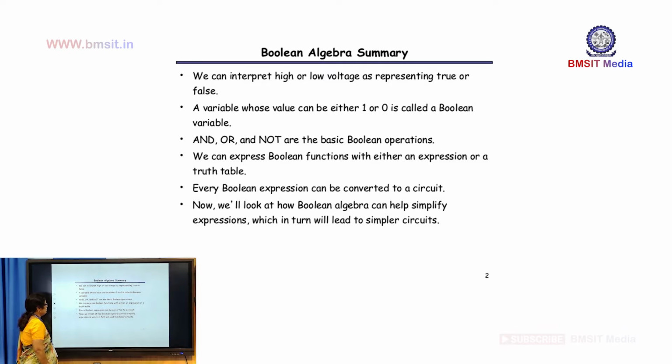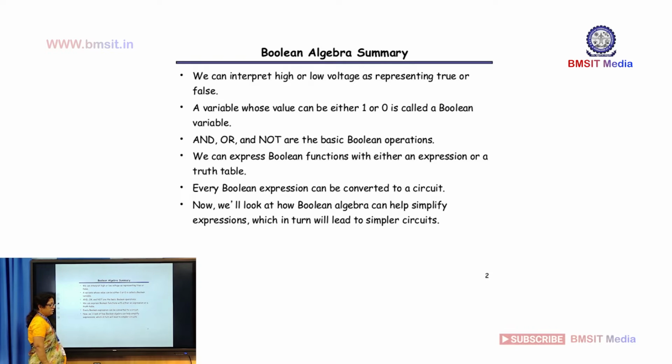So here every variable will have only two cases, either true or false, or yes or no. For theoretical concepts we are taking it as 1 or 0. So they can take only two values, either 0 or 1. Now the basic Boolean operations are AND, OR, and NOT.